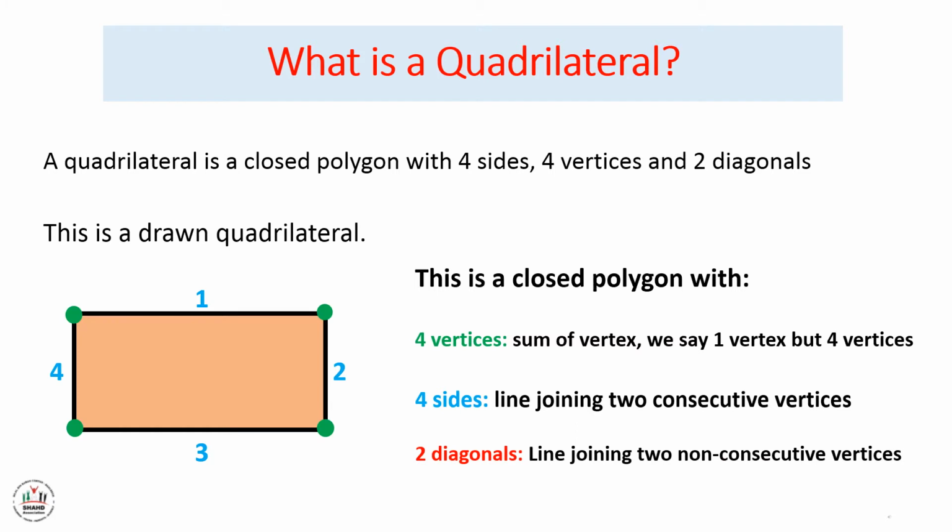And 2 diagonals. Line joining two non-consecutive vertices. So non-consecutive vertices, what is meant by it, like this.